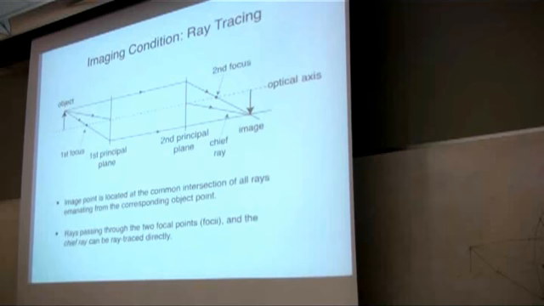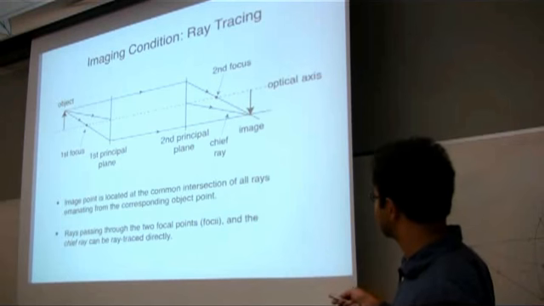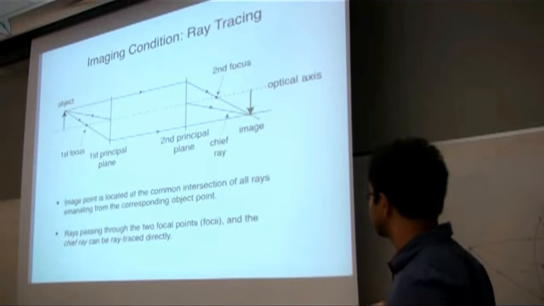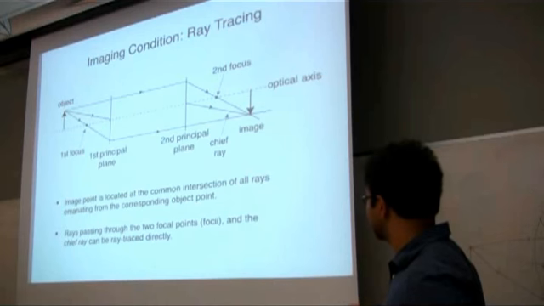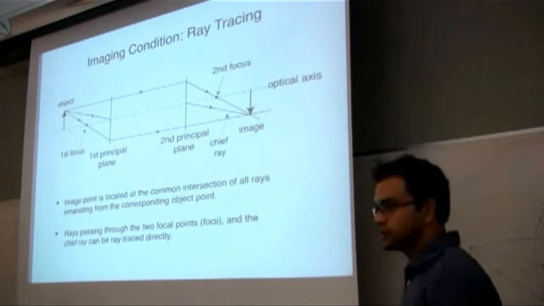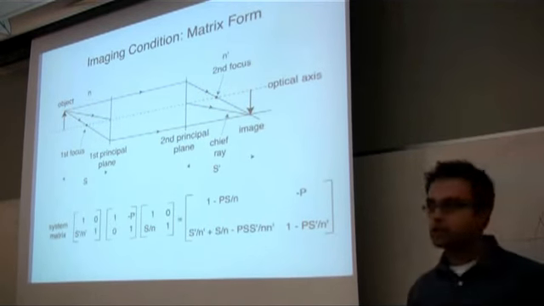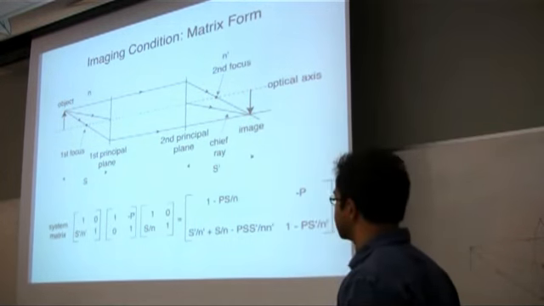Okay, so let's see, what did this say? So the image point is located at the common intersection of all rays emanating from the corresponding object point. Rays passing through the two focal points and the chief ray can be ray traced directly. So that's basically what we just drew. Okay, now we can do this, of course, in matrix form as well, which is sometimes easier.